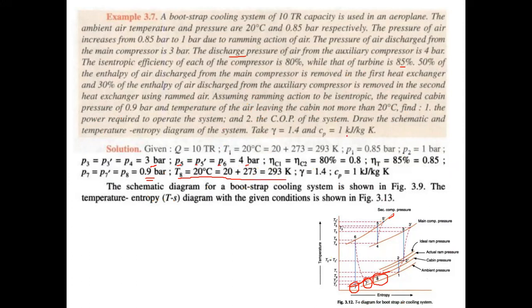So what you have to find out: the first one is the power required to operate the system. Secondly, the COP of the system. Draw the schematic and temperature-entropy diagram of the system. Take gamma equal to 1.4 and consider the value of Cp as 1 kilojoule per kg Kelvin.